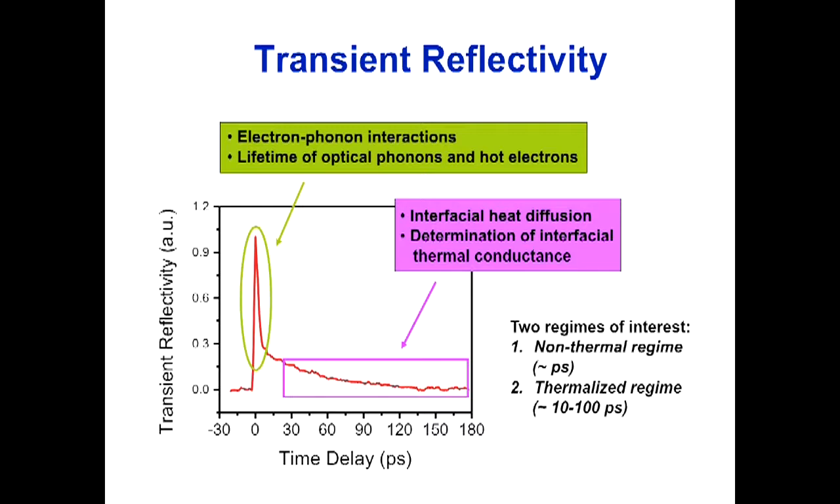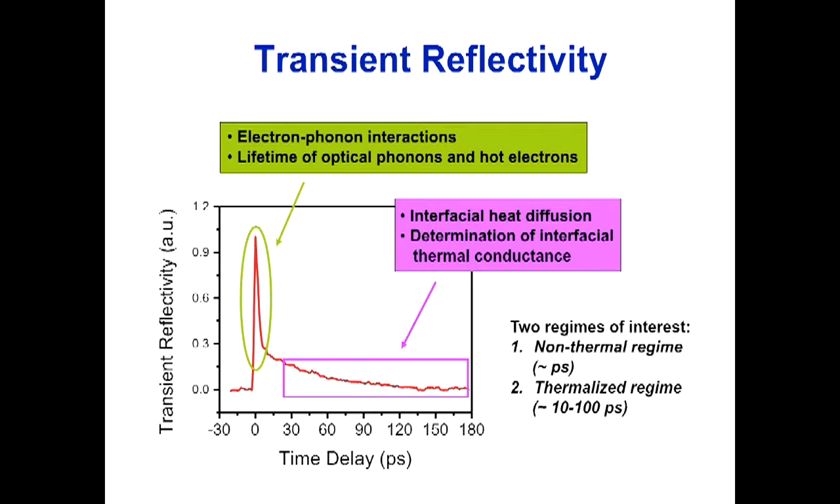So you can look at the transient reflectivity. It's actually a pretty weak modulation, but using lock-in techniques and so forth, you can see the weak modulation. And if you photoexcite with a short pulse, this would be a sub-100 femtosecond pulse, you get a very fast response. You get this quick transient that decays off in a couple of picoseconds, and then you get a much longer tail. So it turns out there's lots of information in this.